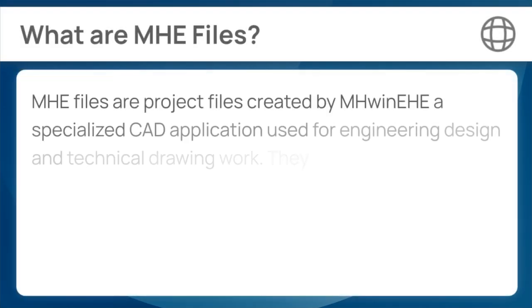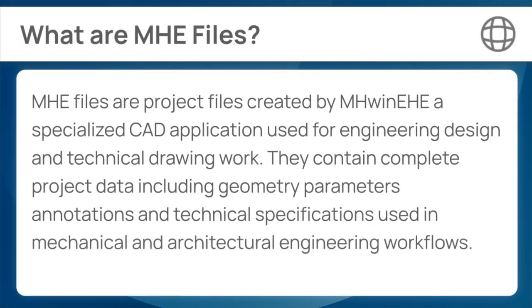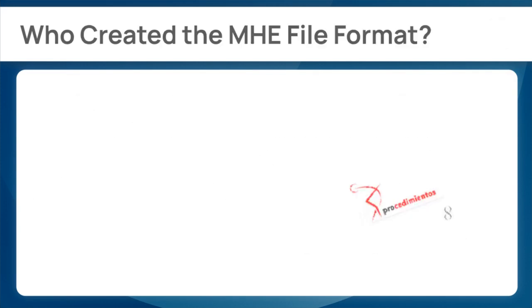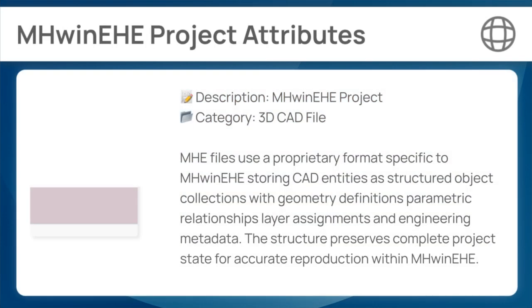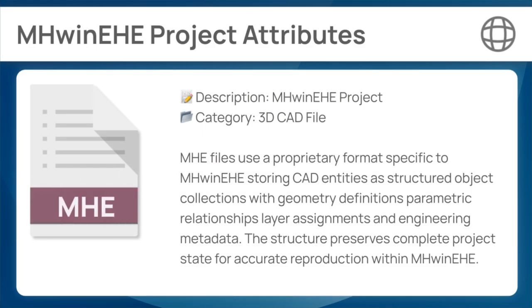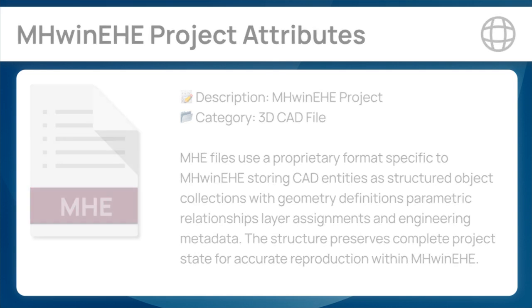MHE files are project files created by MHwinEHE, a specialized CAD application used for engineering design and technical drawing work. They contain complete project data, including geometry, parameters, annotations, and technical specifications used in mechanical and architectural engineering workflows. MHE files use a proprietary format, specific to MHwinEHE, storing CAD entities as structured object collections with geometry definitions, parametric relationships, layer assignments, and engineering metadata. The structure preserves complete project state for accurate reproduction within MHwinEHE.